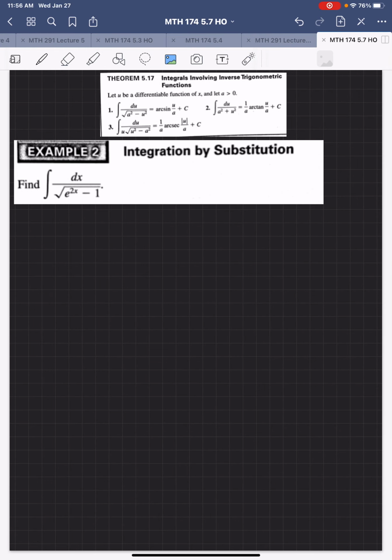But moving on. What I've done here is I took Theorem 5.17, those integrals that we had on the previous page. I just brought it here so we could have it readily available.